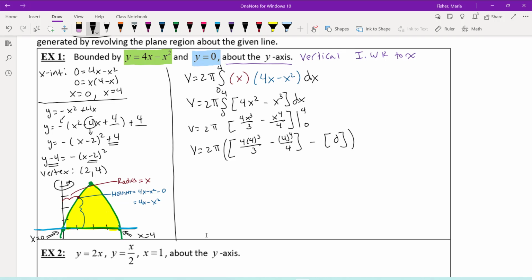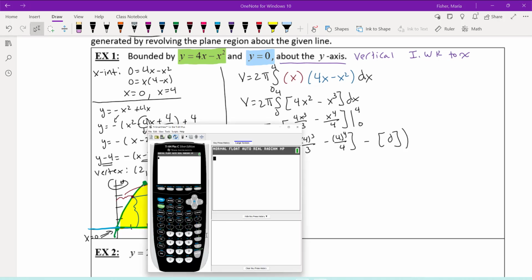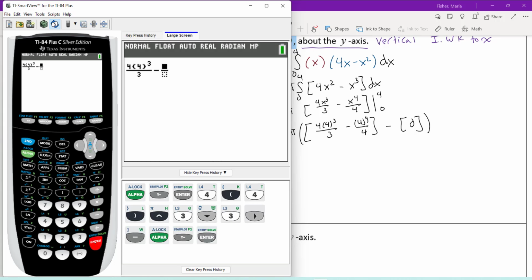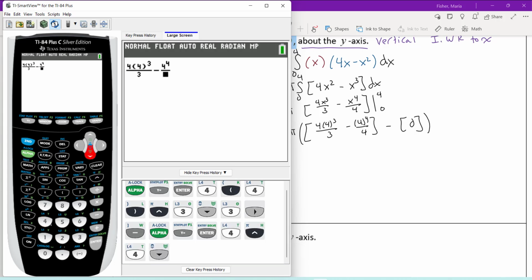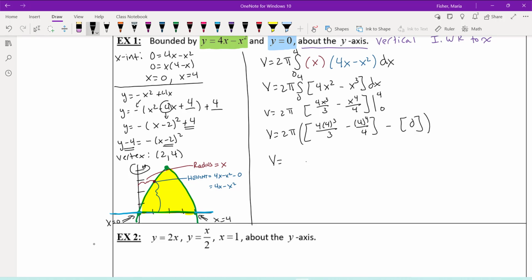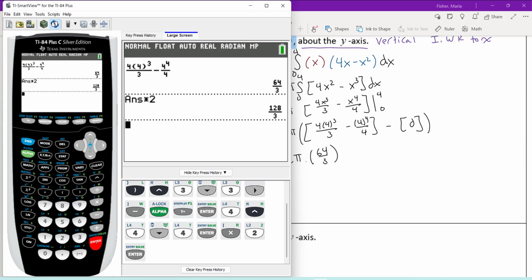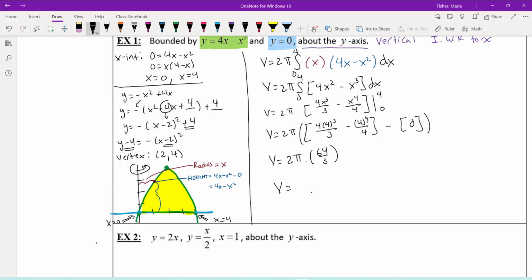Grabbing a calculator to get the final answer here, if I plug in 4 times 4 to the 3rd divided by 3, and then I subtract from it 4 to the 4th over 4, I end up with 64 over 3. So I get V equals 2 pi times 64 over 3. If I multiply that number by 2, I end up with 128 over 3. So my volume here is going to be 128 pi over 3.